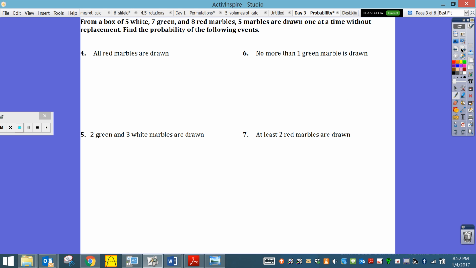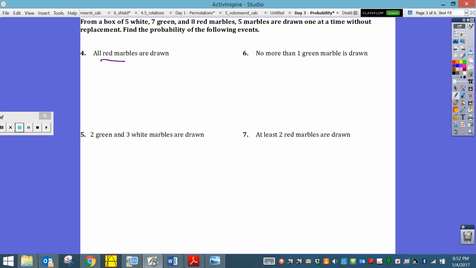From a box of 5 white, 7 green, and 8 red marbles, 5 marbles are going to be drawn at one time without replacement. Find the probability of the following events. All red marbles are drawn. Okay, all red are drawn. So the 5 marbles that we're going to draw have to all be red.